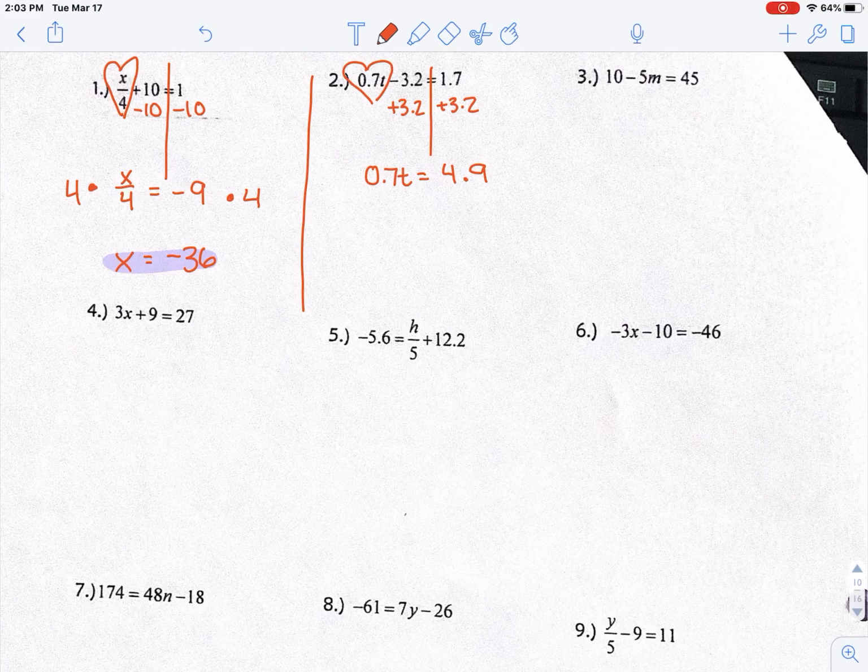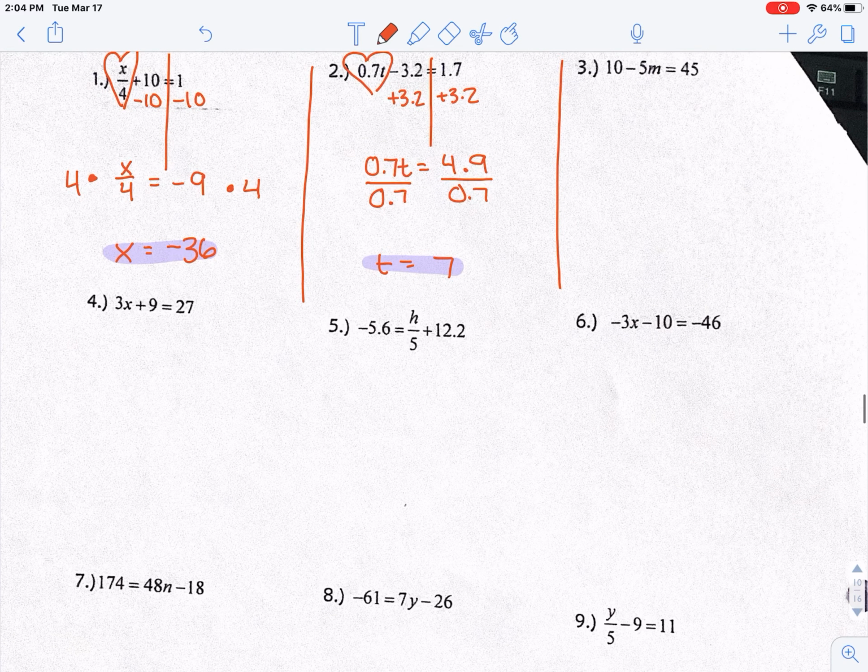So once you get to this part, to get t by itself, all we have to do now is divide by 0.7 on both sides. And we should get, let's see here, I don't know that off the top of my head, 4.9 divided by 0.7, we get 7. Oh, I should have been able to figure that out. Oops, that's okay. And again, if you need a calculator for these ones, that's okay, but only for the dividing and multiplying. I really think you should be able to do this with your adding and subtracting at this point.